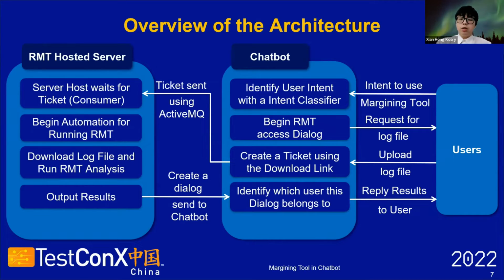For the interaction between the user and the chatbot, it has been largely covered by the previous slide. The user interaction flow, as described in the previous slide, will allow the chatbot to identify the user intent. The chatbot will then decide to begin the application access dialog, as shown on the architecture here, and request a log file from the user. This log file, which is uploaded by the user, will then be set as a download link, which the chatbot can send over to the margining tool hosting server. The software automation will start the margining analysis process. When done, it will be sent back to the user automatically.